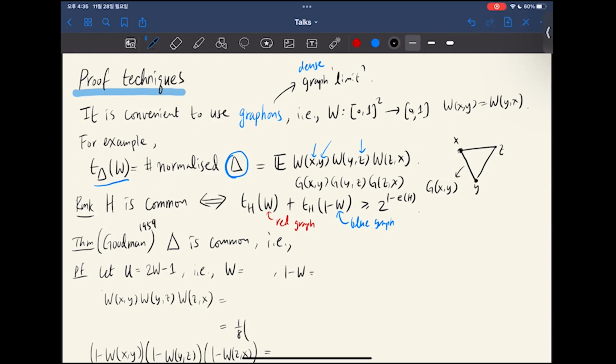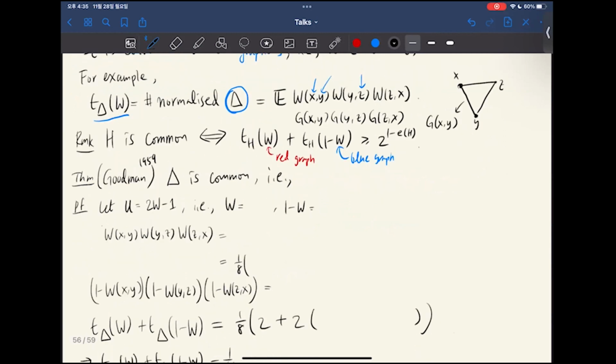And in this language, if I restate the classical formula of Goodman, then this is simply the triangle count plus the triangle count in 1 minus W is at least 2 to the 1 minus what? There are 3 edges, right? So that's a quarter. Okay, so this is the statement.